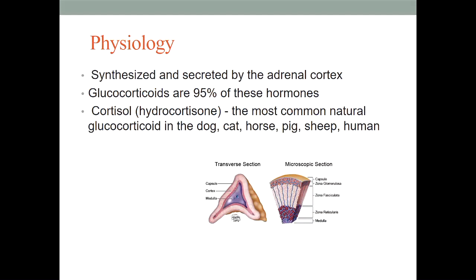And so that tells you how important glucocorticoid production is in the adrenal gland cortex, because it gets bigger or smaller, and as it does that, that can reflect the amount of glucocorticoids that you're secreting. So cortisol or hydrocortisone is the most common natural glucocorticoid in the cat, horse, pig, sheep, and human.